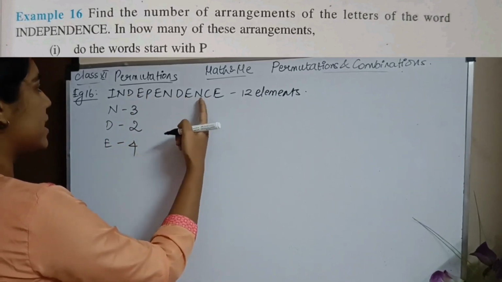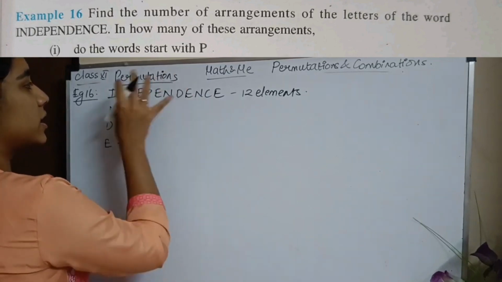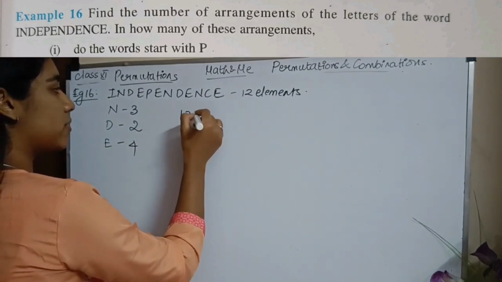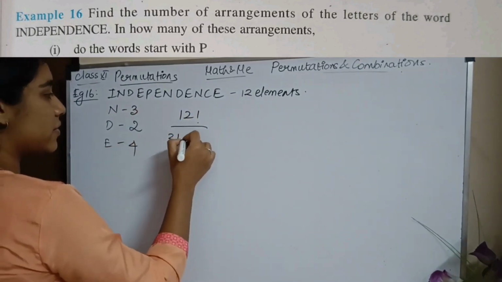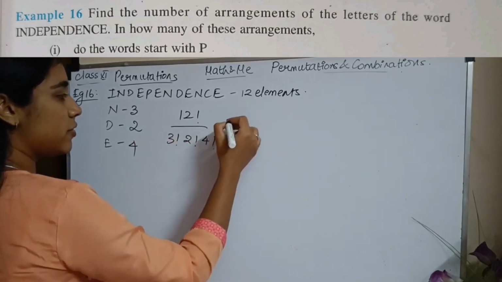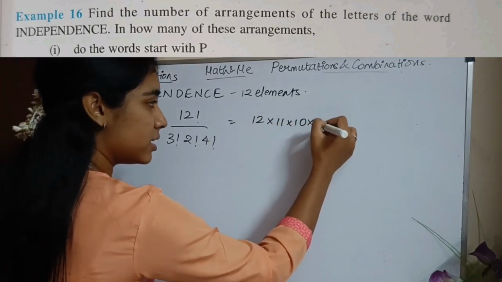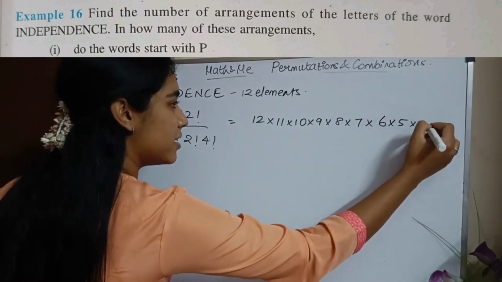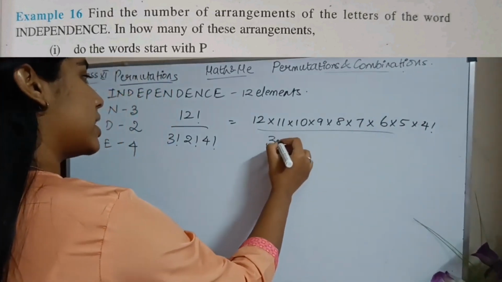What else is repeated? P, N. Okay. So, what is my general way of representing this? In how many ways can I represent this? 12 factorial divided by, I have to omit the repetitions. So, what repetitions? 3 factorial, 2 factorial, 4 factorial. So, this will be 12, 11, 10, 9, 8, 7, 6, 5 times 4 factorial divided by 3 factorial and 3 into 2.